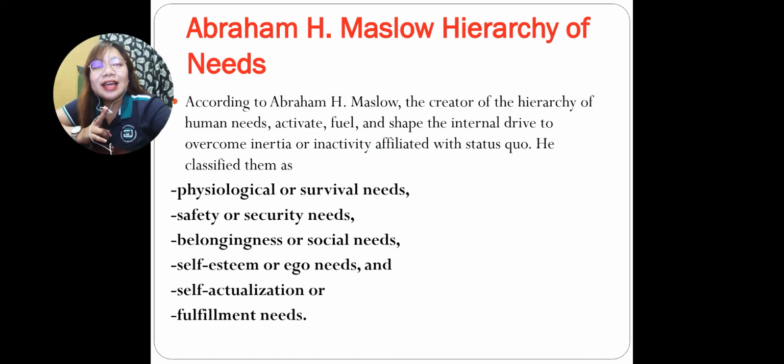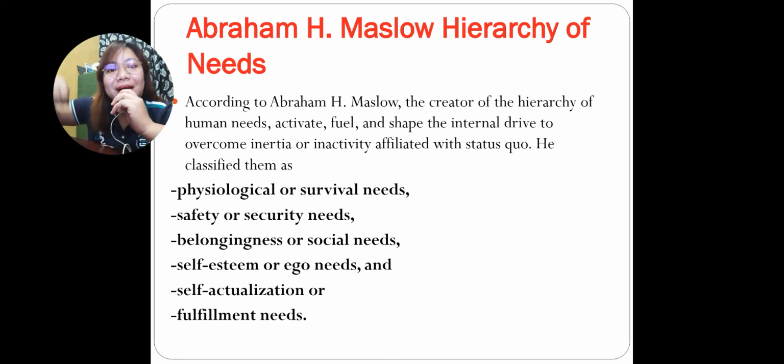Okay? Next, we have Abraham Maslow hierarchy of needs. According to Abraham Maslow, the creator of the hierarchy of human needs, activate, fuel, and shape the internal drive to overcome inertia or inactivity affiliated with status quos. So he classified these needs, class, this Abraham Maslow that had given us these needs: physiological or survival needs, safety or security needs, belongingness or social needs, self-esteem or ego needs, and self-actualization or fulfillment needs. So sa class, self-actualization and fulfillment, isa na sila, okay? Isa na sila. Now, we have discussed kagina about needs, right? As one of the motivation in human behavior.